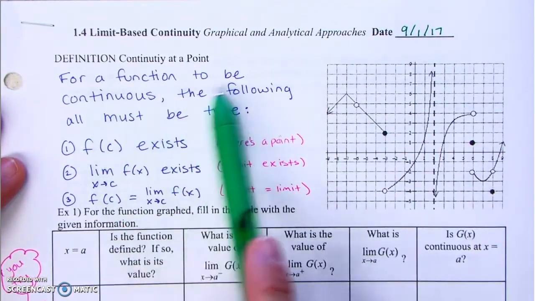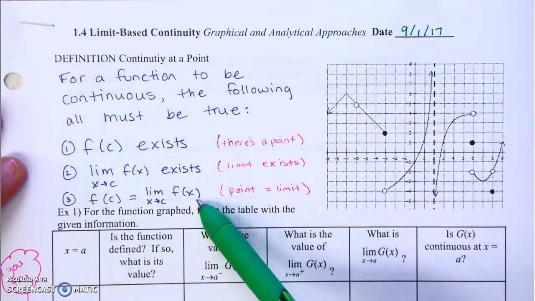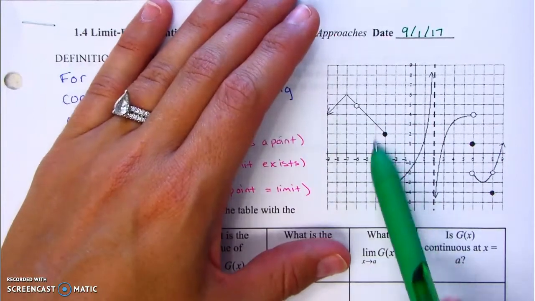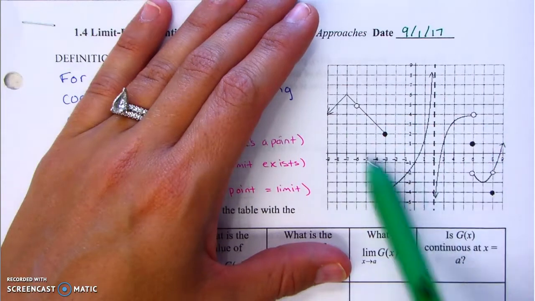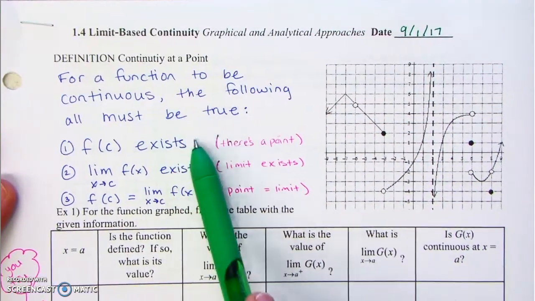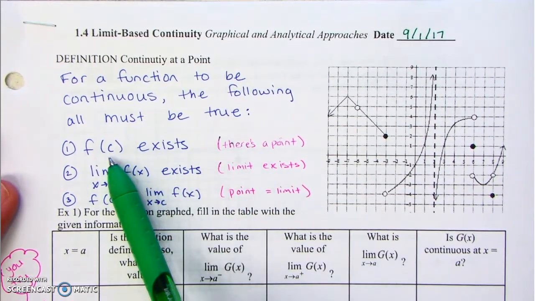For a function to be continuous, the following all must be true. So 3 things must be true. You can tell where it's continuous and discontinuous by looking at the graph. But what we're doing is learning the language. How do we explain it in calculus talk? Okay? So f of c has to exist.